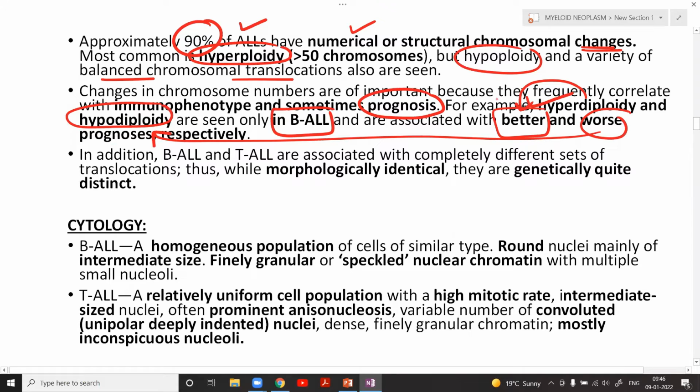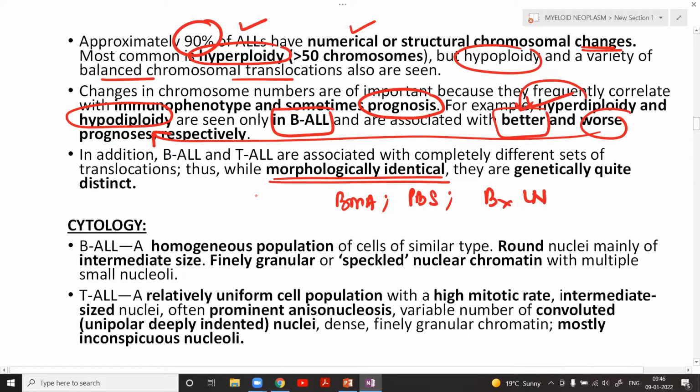Now, a very important thing: if you just look at the bone marrow slide, or the peripheral blood smear, or you take a biopsy from the lymph node, in any case, you cannot differentiate between B-ALL and T-ALL. Morphologically, both of them are identical. They look like a lymphoblast. Cytologically, it is impossible to differentiate.